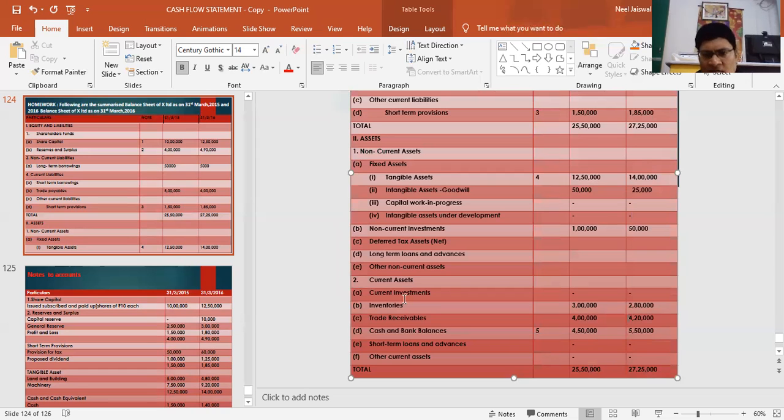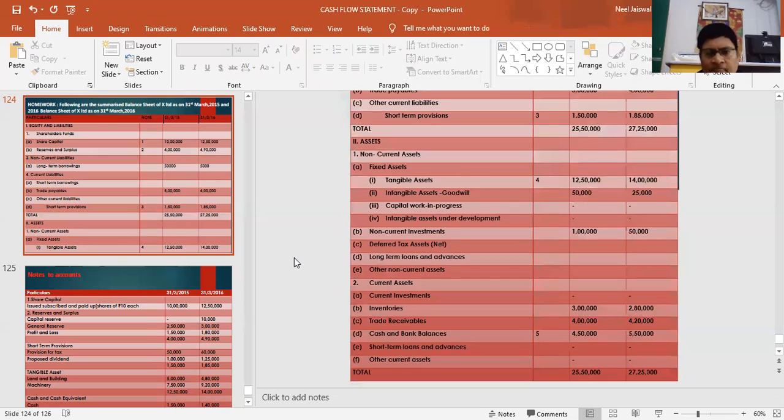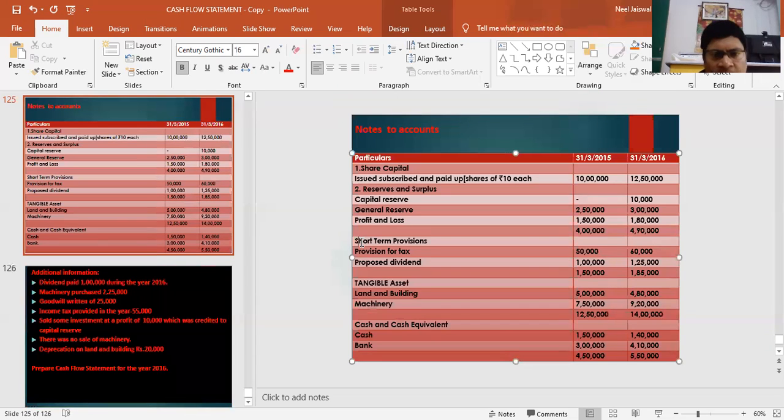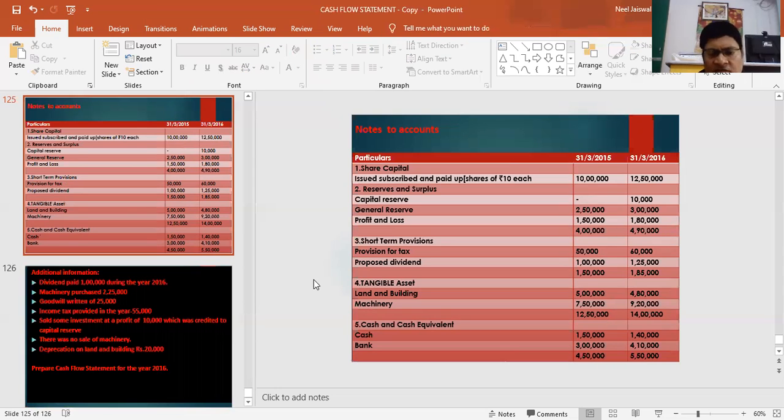Some working notes are also given in this sum, like notes to accounts 1, 2, 3, 4. All those notes were given. Now over here a note is there. Over here one note, short term provisions. Over here one note is given, tangible assets. Then you have cash and cash equivalents. Cash and cash equivalents, these notes are given.